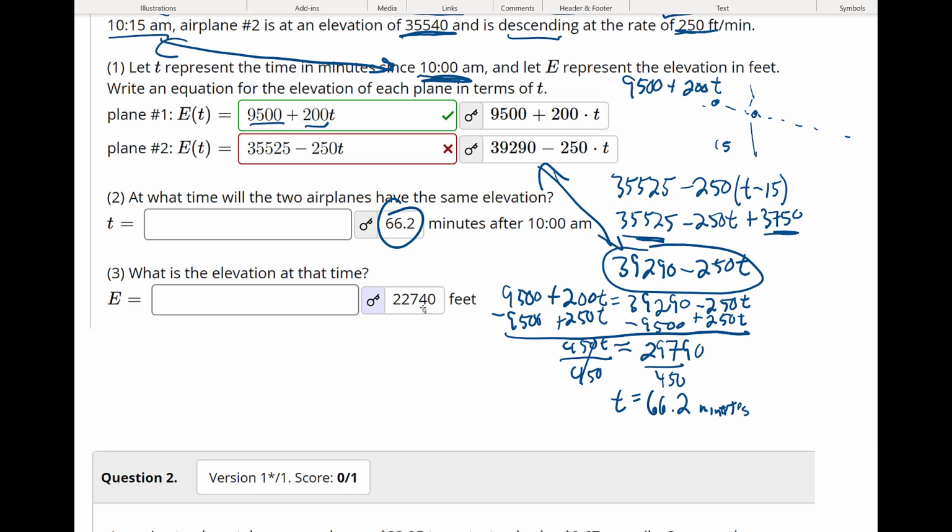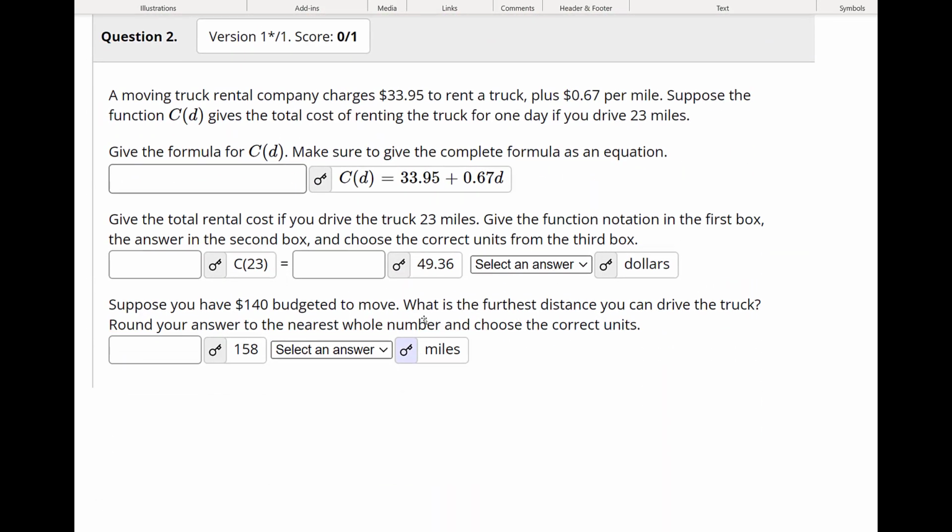Now it wants to know what is the elevation at that time. Well, this one's not so bad. We could plug into either of them. I'll just do the first one. So at 9,500 plus 200 times 66.2, what's that going to be? I get 22,740, and that's the answer there. Now we could have plugged that same 66.2 into the other equation and gotten the same result. Pause if you need to, or back it up now and pause.